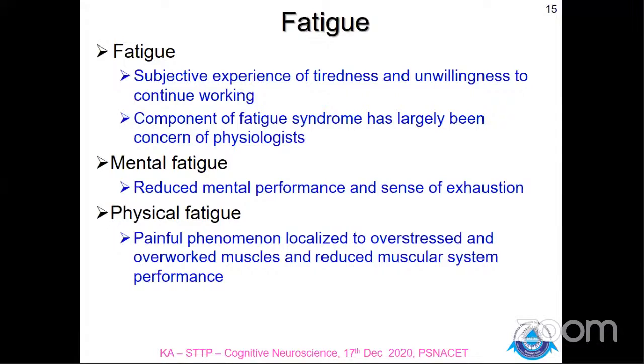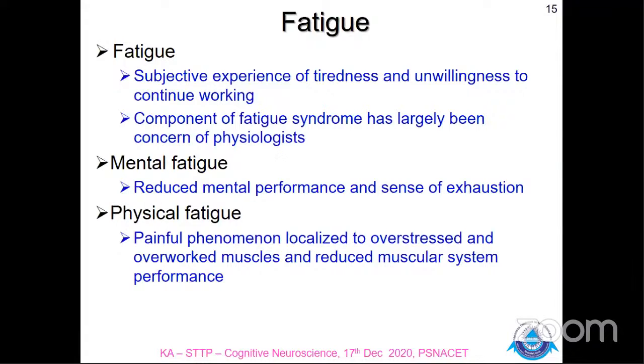That itself I told them, stress and fatigue is not a huge difference. More or less the same. So what is fatigue? It is an unwillingness to continue the work. The components of the fatigue syndrome have largely been of concern to physiologists. There are two types of fatigue: mental fatigue and physical fatigue.